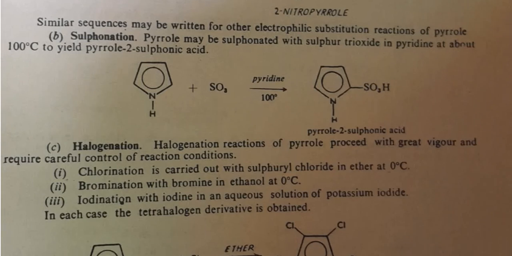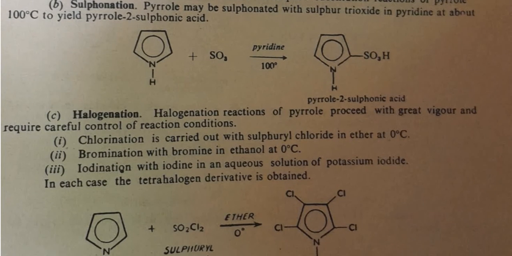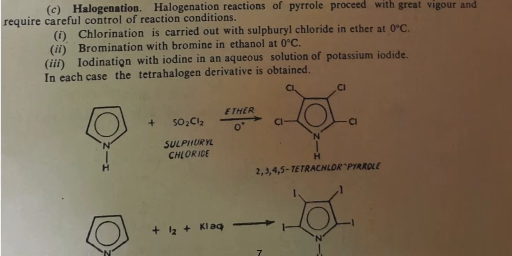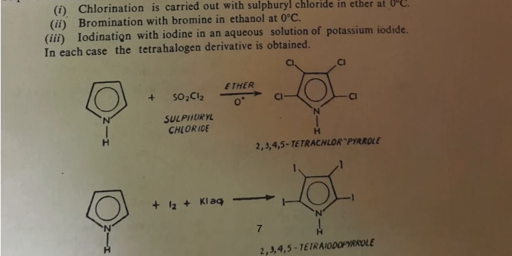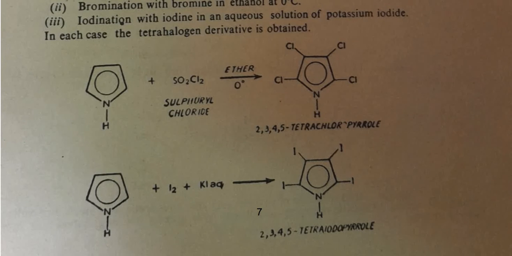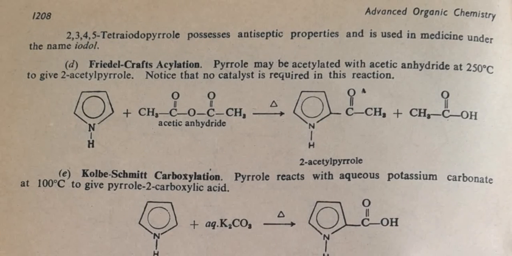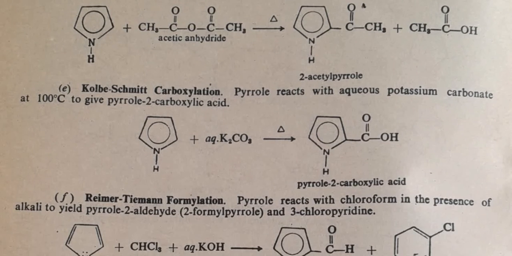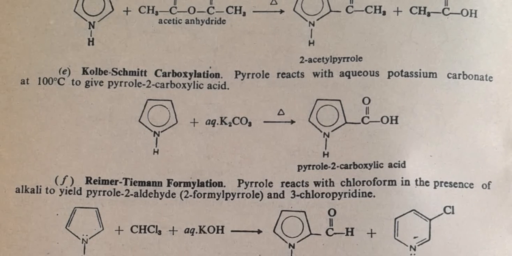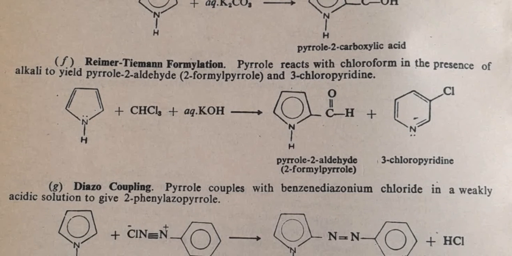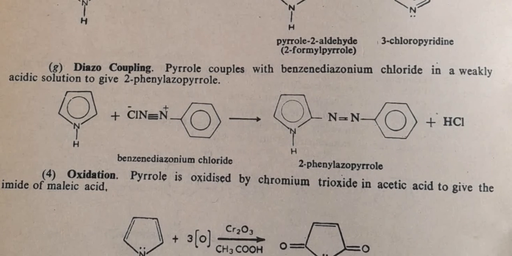You know the sulfonation. In presence of pyridine, you will get pyrrole-2-sulfonic acid. Halogenation, with thionyl chloride, it will give 2,3,4,5-tetrachloropyrrole, and 2,3,4,5-tetraiodopyrrole. Friedel-Crafts acylation, you know, pyrrole reacts with acetic anhydride, it gives 2-acetylpyrrole. Kolbe-Schmitt carboxylation, it gave the pyrrole-2-carboxylic acid. Reimer-Tiemann formylation, it gave the pyrrole-2-aldehyde. Diazo coupling reaction with pyrrole, you will get the 2-phenylazopyrrole.